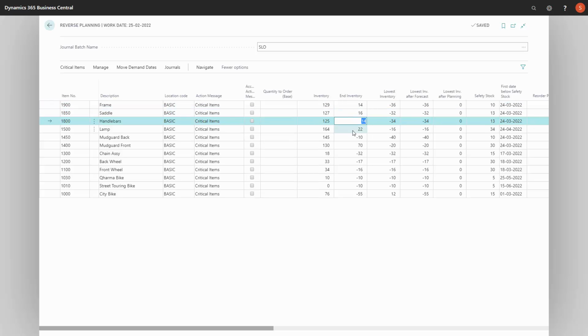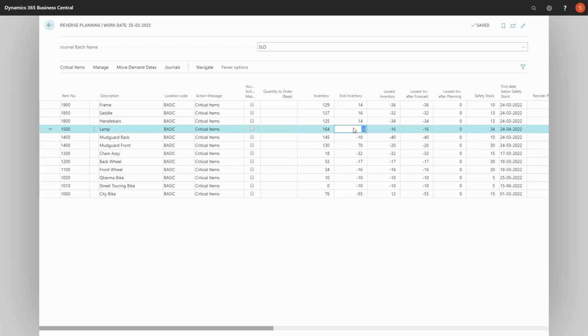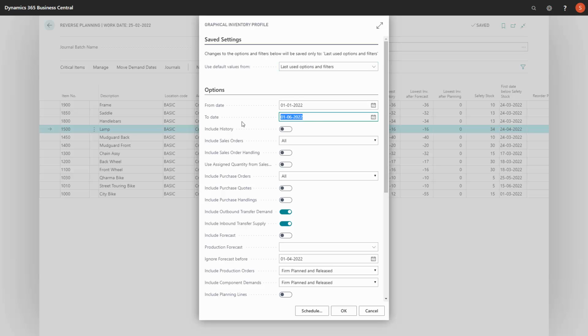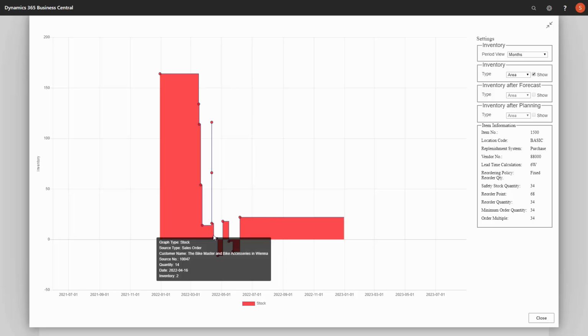So in this scenario, I can see I have quite a few items where the end inventory in the calculation period is positive. And if I'm looking at the graphical profile for those items in the same period, I can see that in this scenario, for instance, my end inventory is 22, meaning I do have enough items ordered or enough supply coming in. I just have a mix up in the dates, so I need to move some of my demand dates or my supply dates to make this not go to zero.